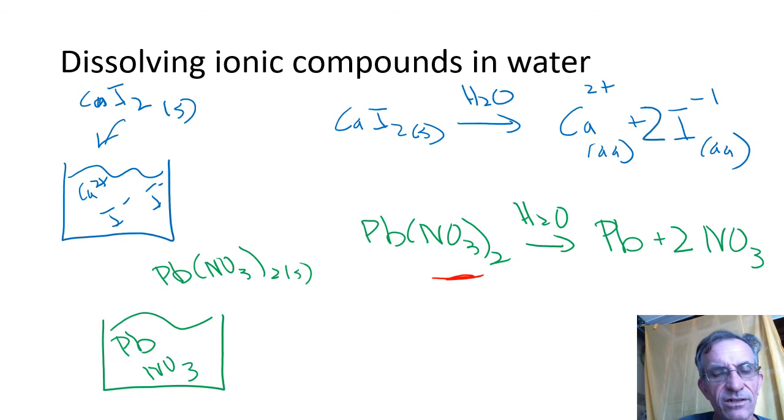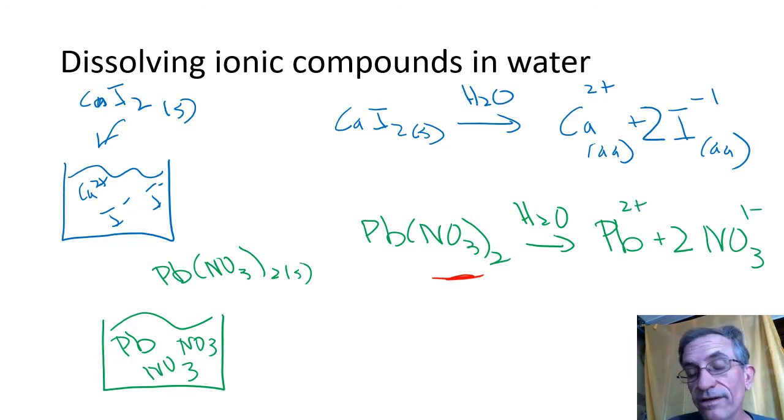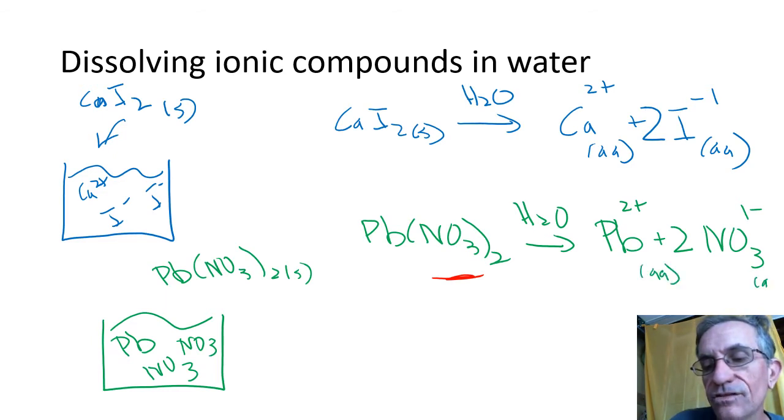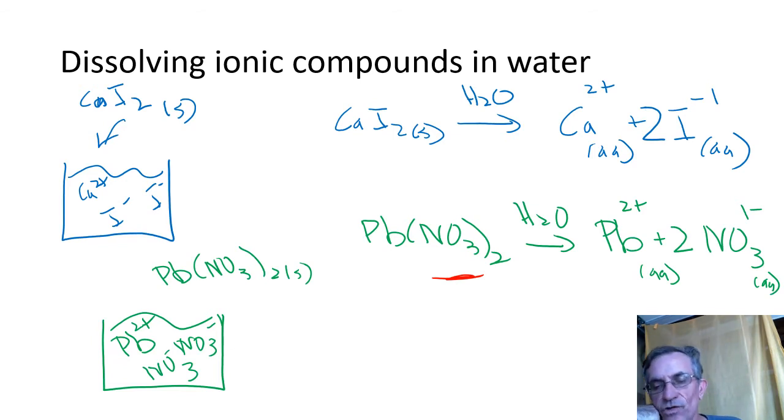Well, not just one of them though, we get 2 of them. These pieces have charges, so you should write them out. It should look like this. And they're dissolved in water, so we should write AQ. That's what it's going to look like. So that's a way of representing what's happening when you dissolve this in water. It's going to help us understand these reactions we're getting to in a few minutes.